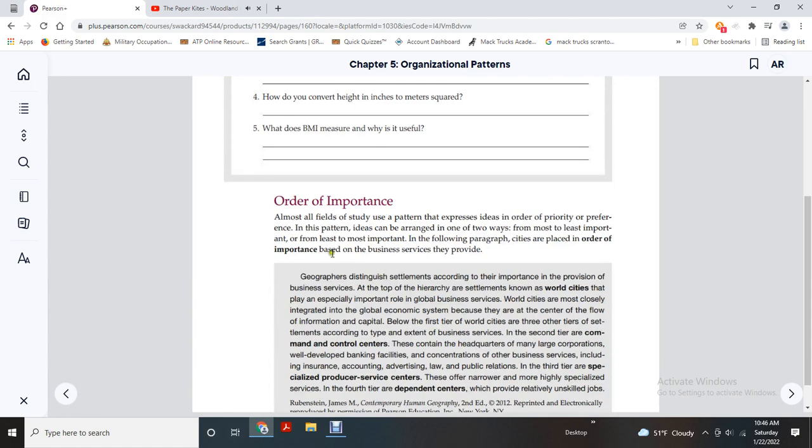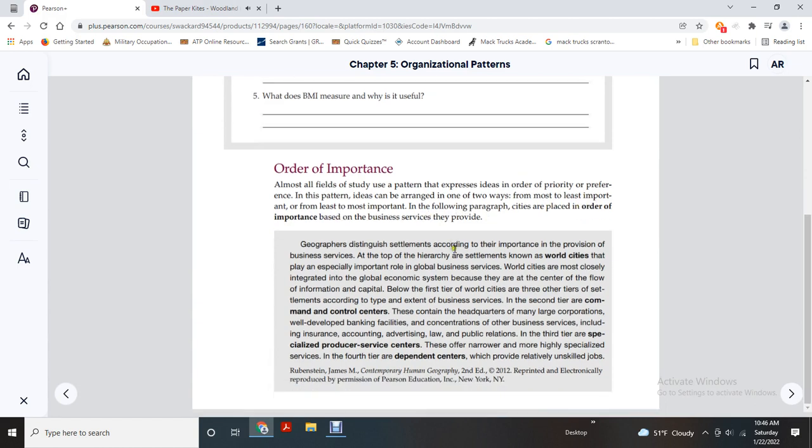Order of importance. Almost all fields use this pattern to study, exercise ideas, order, priority, and preference. Ideas can be arranged in one of two ways: from the most to the least important, or from the least to the most important. In the following paragraph, sites are placed in order of importance based on the business services that they provide. Geographers distinguish settlements according to the importance of the business services they provide. At the top of the hierarchy are settlements known as world cities, which play an explicitly important role in global business services.